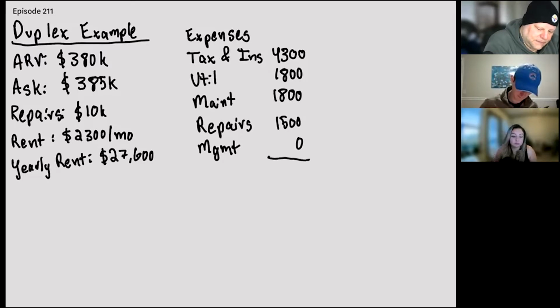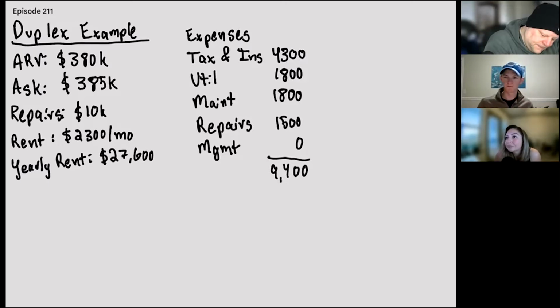And so if we have 4,300, 1,800, 1,800, 1,500, 9,400. Is that right? I took a shot at it, hoping I wouldn't have to erase it. Yeah, I think you're right. 9,400. Yeah, you are right.